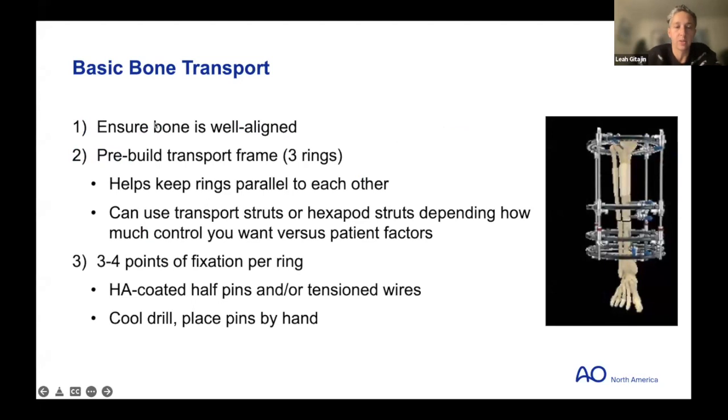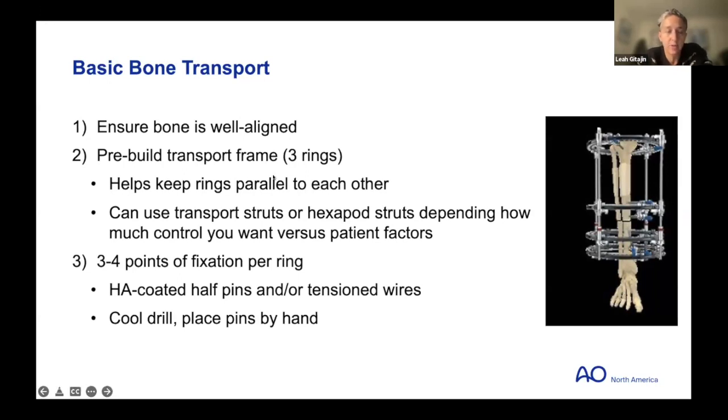You really want to ensure that the bone is well aligned so that you can do your transport in one plane, just proximal to distal or distal to proximal, as opposed to having to do some sort of multiplanar correction. When I'm doing these in the operating room, I pre-build the frames, and you need those 3 rings. I like having a pre-built frame because it helps me keep everything lined up. And once you get the ring parallel to the knee joint, everything else is nice and square and parallel.